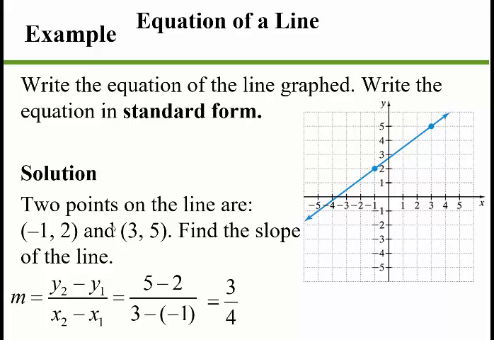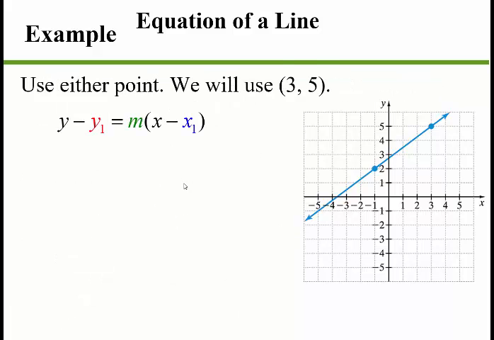Now pick any line, or excuse me, any point on the line, doesn't matter which one. And then just remember here, I want this in standard form, okay? So that's the ax plus by is equal to c. So I'll use either point. So we'll use the point 3, 5, didn't matter which one, all right? So I'm going to plug in the 5 for the y, the 3 for the x, and 3/4 in for here.